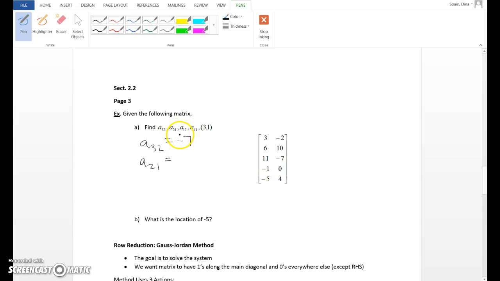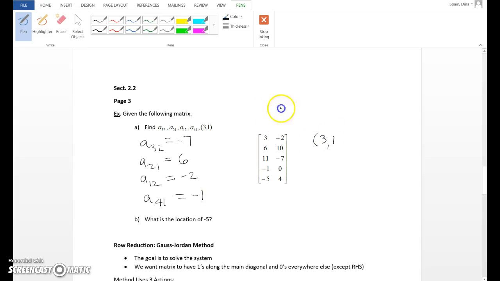Alright, let's do A21, that's the next one. Second row, first column, that's a 6. Let's do A12. Row 1, column 2, so -2. A41, fourth row, 1, 2, 3, 4, first column, gives you a -1.